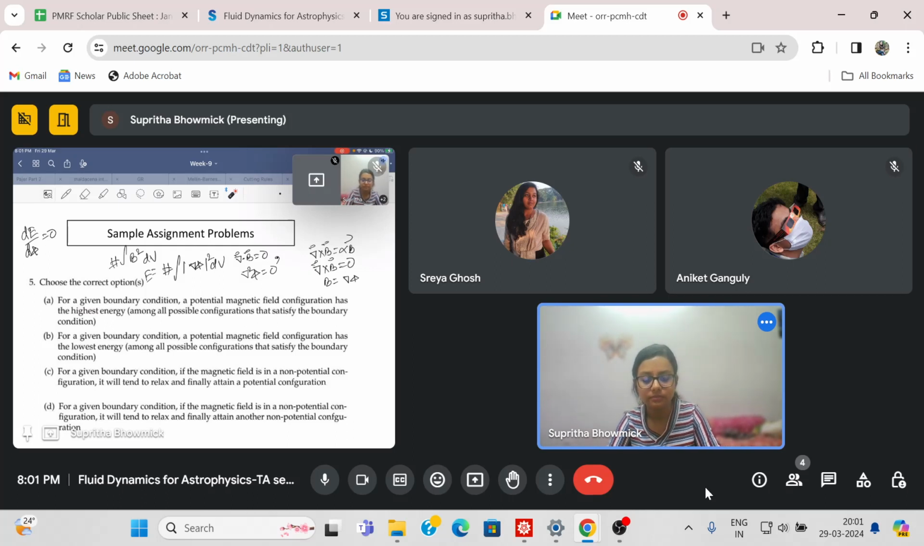Okay? So if phi satisfies this, the Laplacian of phi is 0, then the magnetic field corresponding to this configuration is the minimum energy configuration. So B is true. Alright, among C and D, for a given boundary condition, if the magnetic field is in a non-potential configuration, it will tend to relax and finally attain a potential configuration.